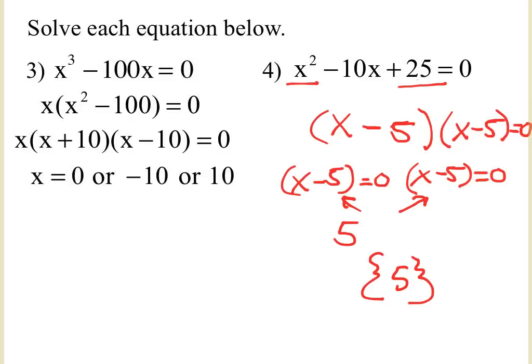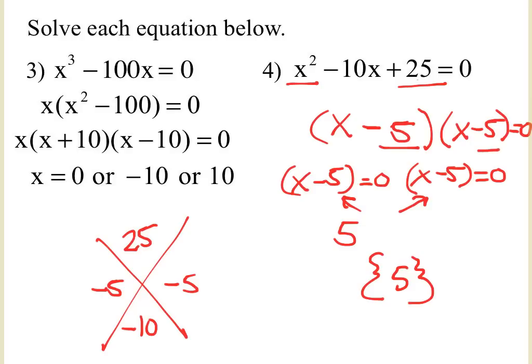So if you end up with a perfect square trinomial, now if you forgot how to do those, remember we can do x marks the spot. What multiplies to 25 and adds to negative 10? Negative 5, negative 5. Okay, so we can still do that.